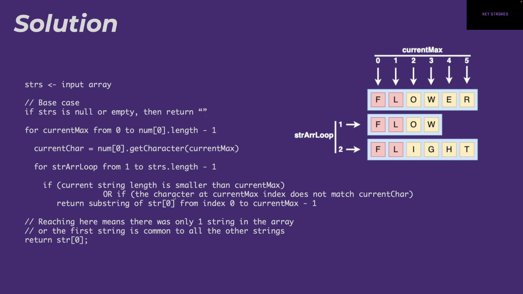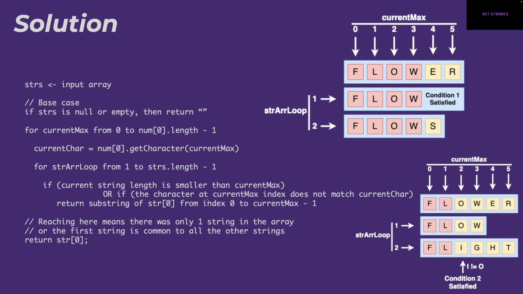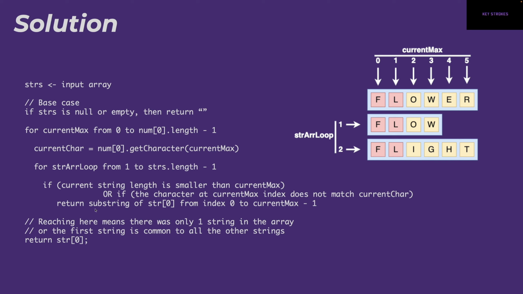And here we can see two conditions. If either of these conditions match, then we return the substring. So let's see what the conditions are. If the length of the current string is smaller than the current max, that is, if we found a string which is shorter than our current string, then that would be our longest common prefix. Otherwise, if the current character in the string that we're evaluating does not match the current character of the first string, then that's where our longest common prefix ends. And so we should just return whatever substring we have so far. And if you look at the return value, it's returning the substring of the first string, which is at 0th index. For that string, the substring starts from index 0, that is the first character, and goes all the way until current max minus 1.